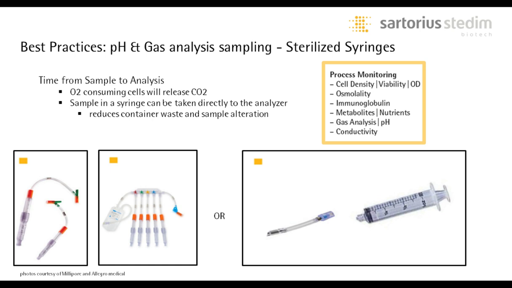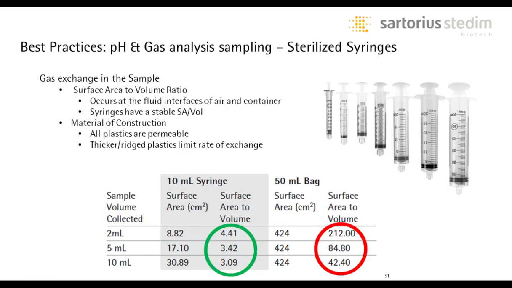So syringes really are preferred here because with gas and pH analysis, the sample can be taken directly to the analyzer. Syringes are low cost and can also be a great cost-saving mechanism because they can be manifolded together or used in conjunction with a Lohr-activated valve to considerably expand the sampling capacity of a single line of your aseptic sampling device.